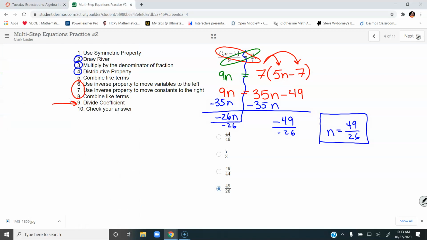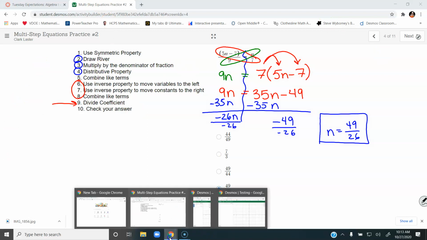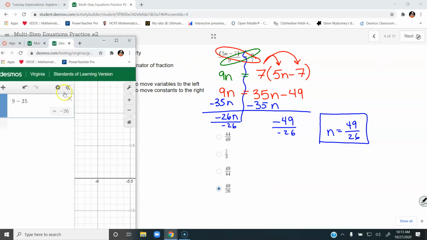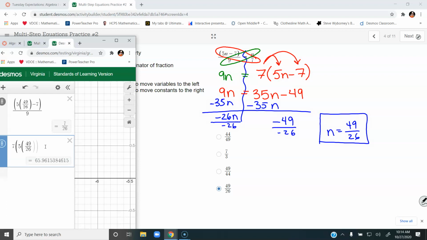But again, hardest thing in the world to get you guys to do, but the smartest thing in the world for you to do is for you guys to go ahead and check this. So again, I'm going to go up to the original problem. I'm going to say parentheses 5 times 49/26 minus 7 divided by 9. Okay, that's 7/26. So let's see how that works. So we're going to have 7 times 5 times 49/26 minus 7.